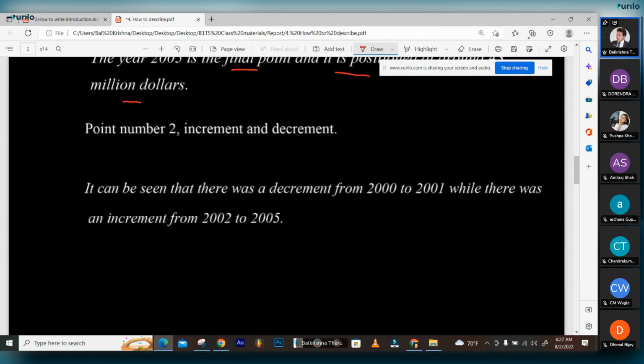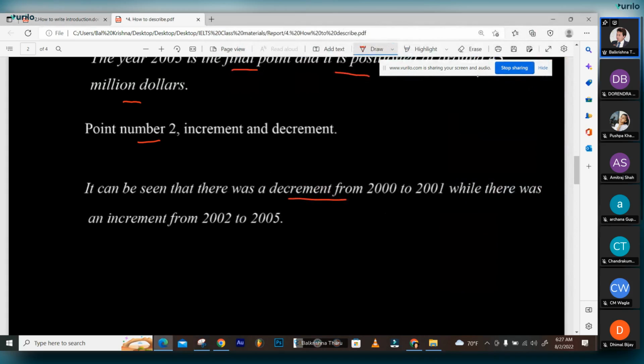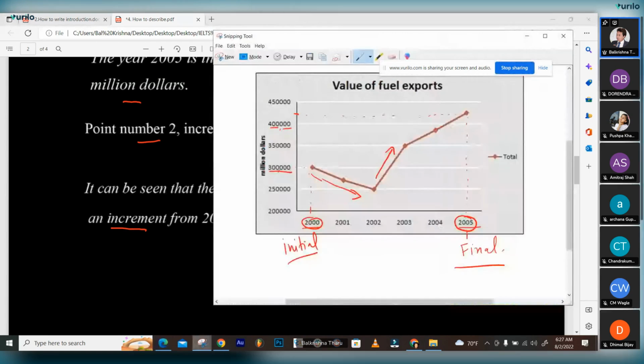Now, point number 2, increment and decrement. It can be seen that there was a decrement from 2000 to 2001, while there was an increment from 2002 to 2005.